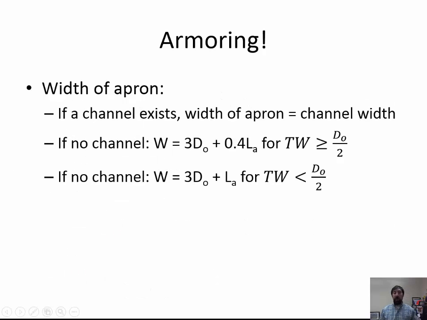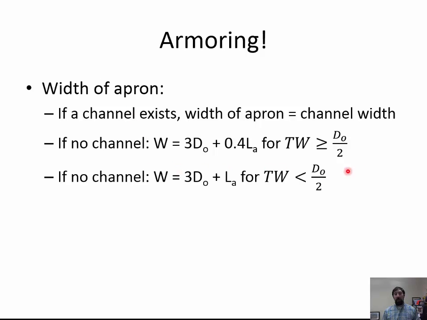And the last piece is the width of the apron. So if a channel does exist, if you're doing this in a formal natural system channel, then the width of the apron should just always be the channel width. But let's say this culvert is kind of discharging into a grassy waterway that's not really a channel, and that water is going to flow and maybe eventually meet up with a channel somewhere.